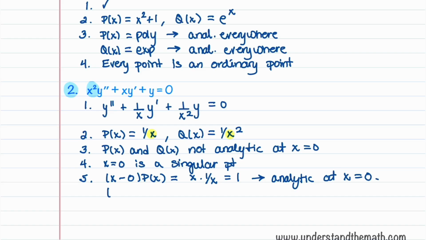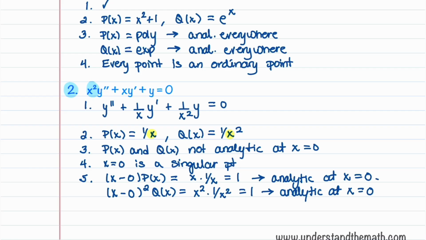Now we have to check x minus a, which is x minus 0 in our case, squared times q of x. This is x squared times 1 over x squared. That is equal to 1. So just like before, we say that this function is analytic at x is equal to 0. Because both of these functions are analytic at x is equal to 0, and x is equal to 0 is our singular point, we say that x is equal to 0 is a regular singular point.